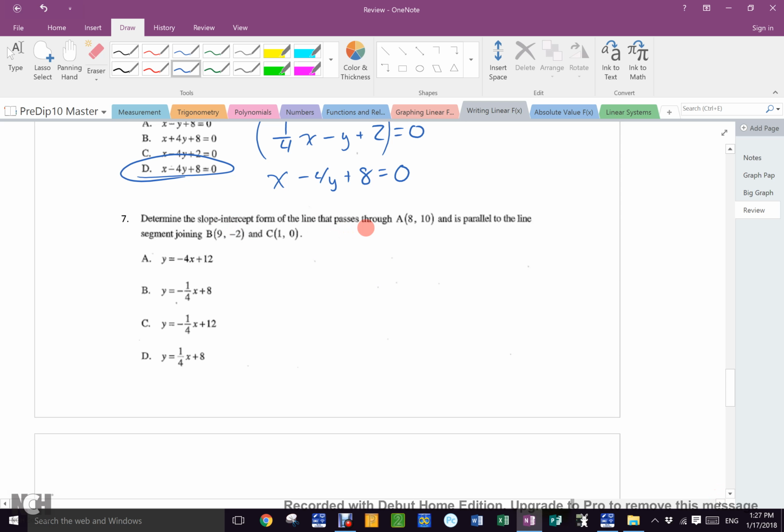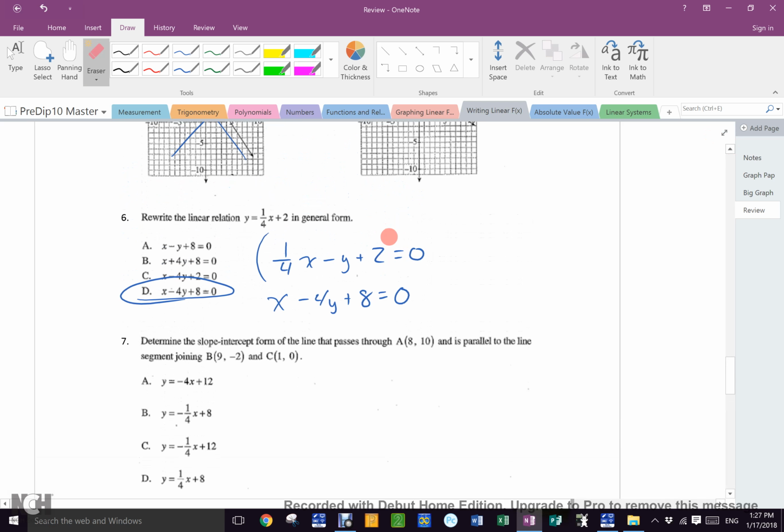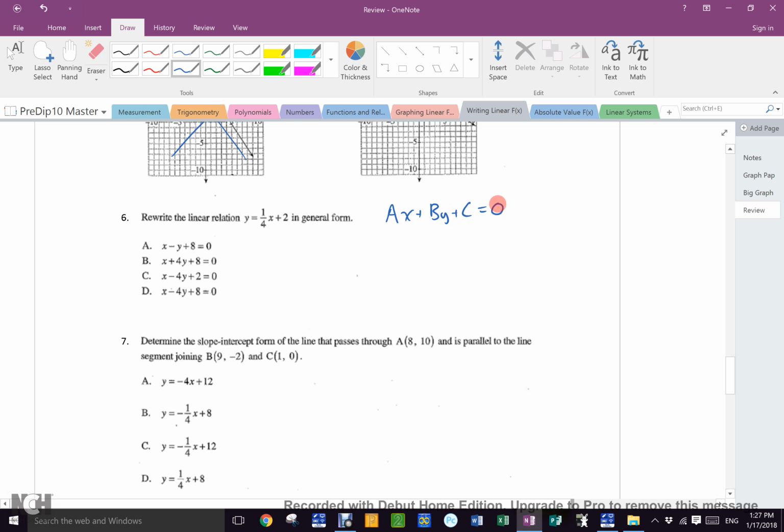Determine the slope-intercept form of... Yes, Lauren? I don't get number 6. What part? I don't get how you converted it. You're aware that this is general form. Yes. And you're aware that that is what I have to start with. Yeah. Well, describe to me the differences between what's highlighted in yellow and what's written in blue.